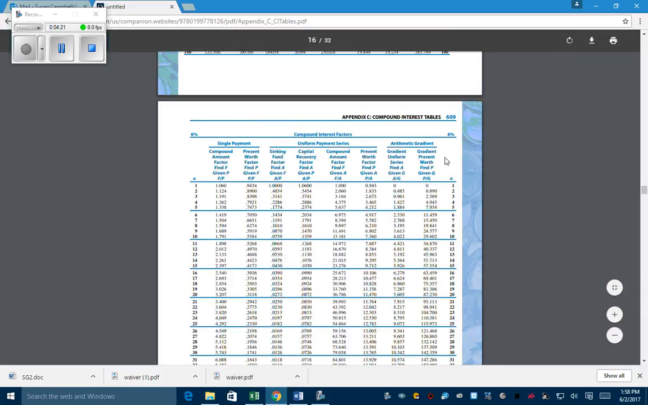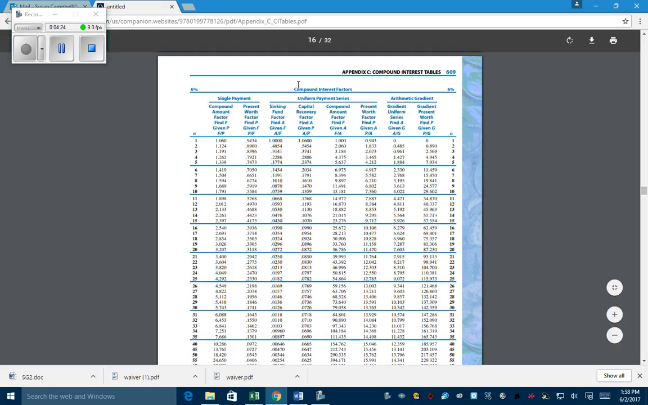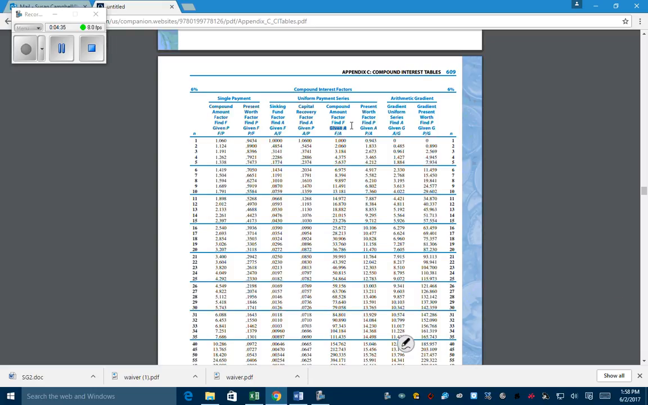I have one open here, and it's open at 6%. And I'm going to look for the compound amount factor under this column. Find F given A, right there. And so I'm going to pull out a number off this table. I know I want it in this column because I want F given A. And I need to look for 10 years. So I'm going to go down to 10 years, right here, and go across until I get to F given A. Right where my cursor is, 13.181 is the factor that I want.